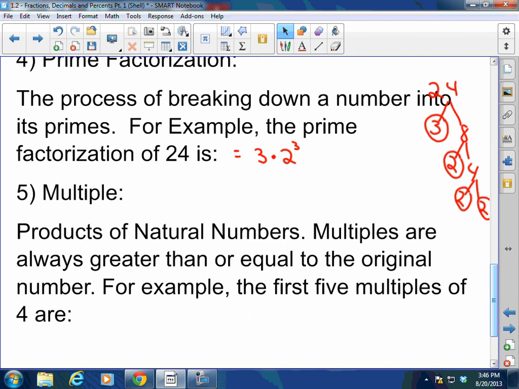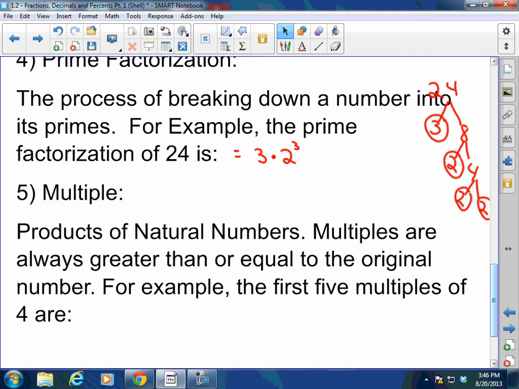Multiples are products of natural numbers, or whole numbers. Multiples are always greater than or equal to the original number, and they're infinite. There's an infinite number of multiples.